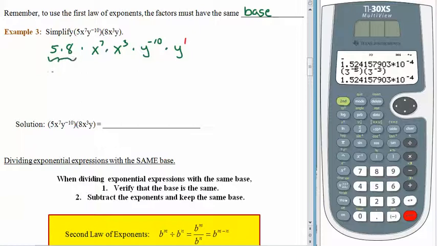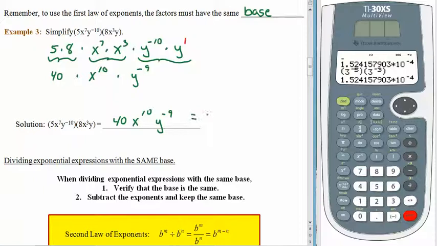Of course, 5 times 8 is 40. X to the 7th multiplied by x to the 3rd gives us x, and the new power is going to be 7 plus 3, which is 10. And for the y's, the base is still y, but we have -10 plus 1 gives us -9. So our final answer is 40 x to the 10th power, y to the -9 power.